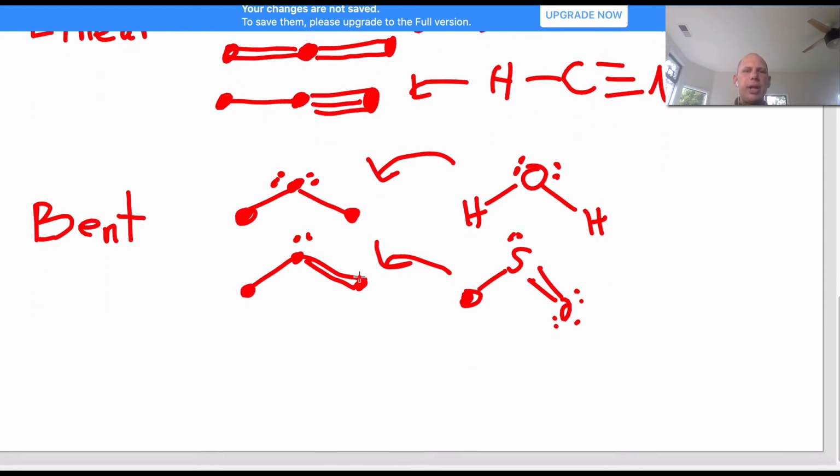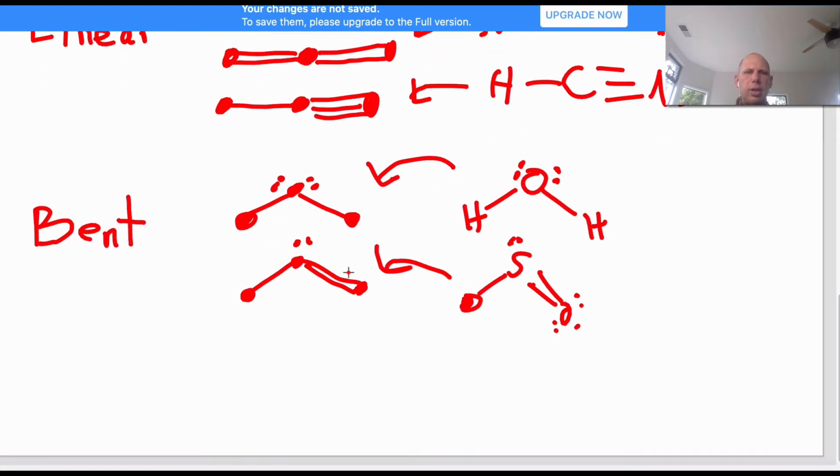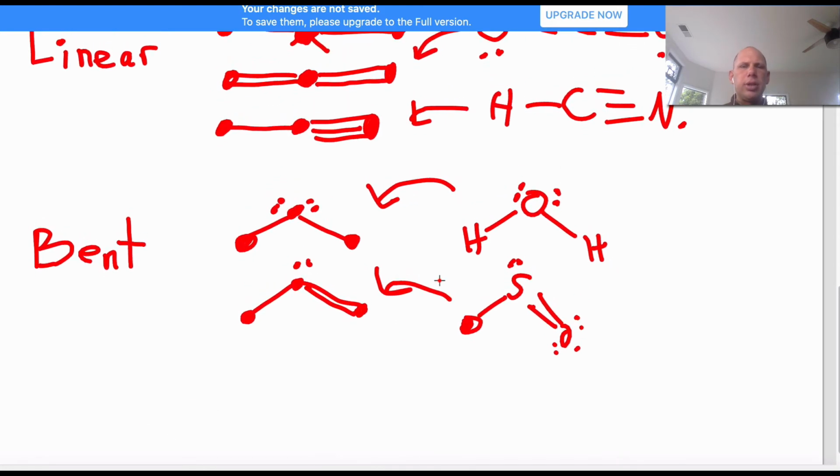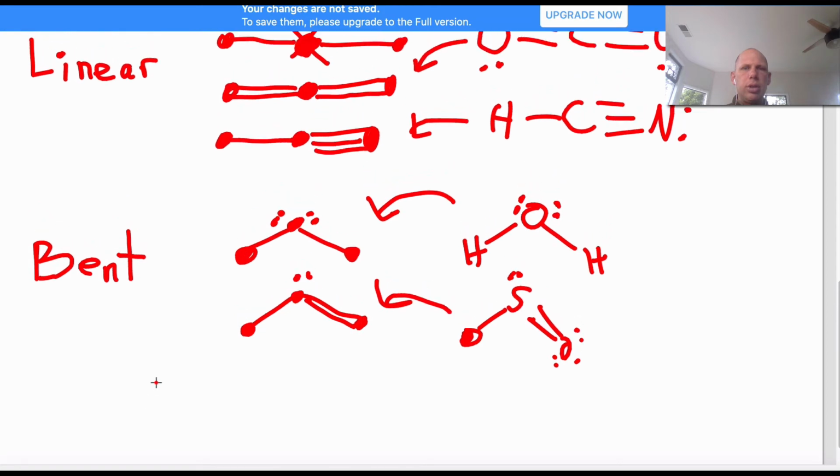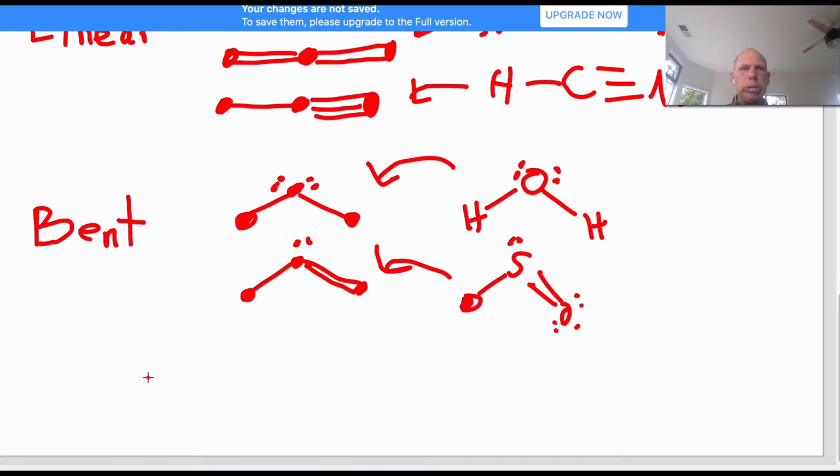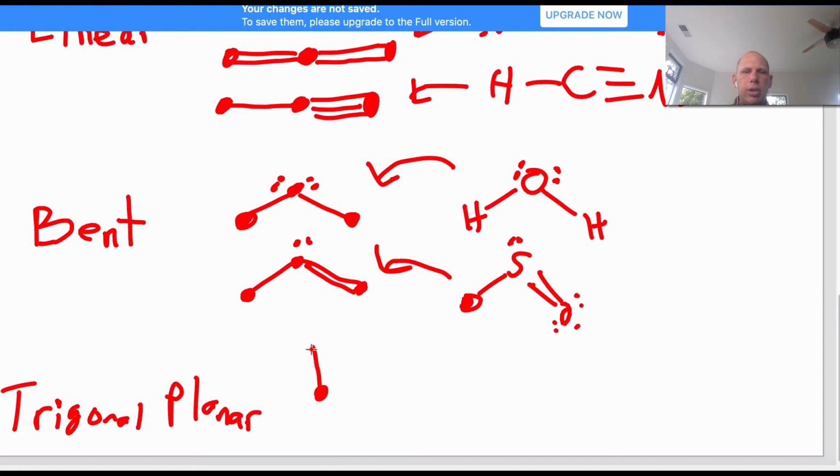Okay. After bent, okay, I don't have a lot of room here. I'm kind of running out of space. So what I'm going to do here, so let's see, what can I do? Oh, you have linear, you have bent. I'm going to do one more here. We have what's called trigonal planar. Okay. And in trigonal planar, we have a model that can look like this. Or we can have a model that looks like this.